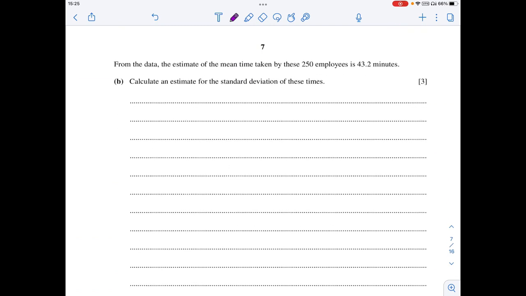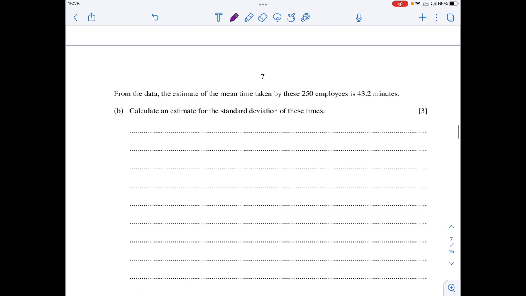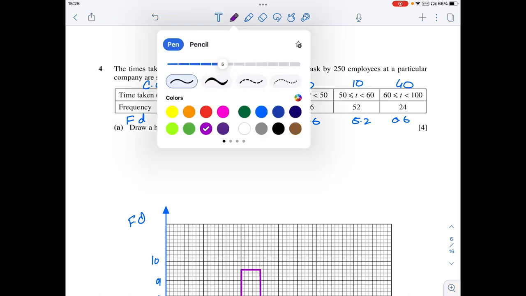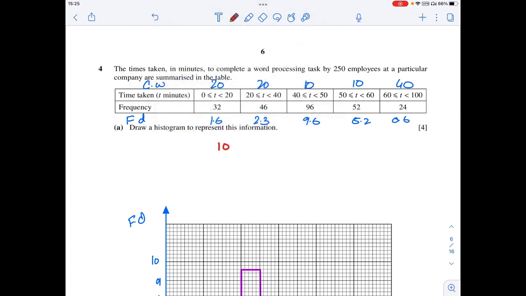From the data, calculate the standard deviation. The mean is 43.2, and he is asking us to calculate the standard deviation of this one. So what am I going to do? First of all, calculate the midpoints. Midpoints are 10, 30, 45, 55, and 80.